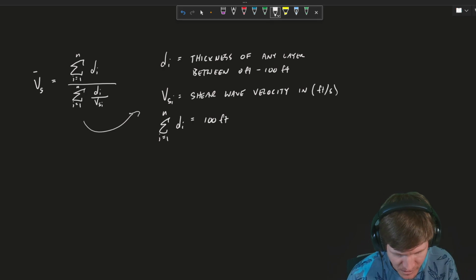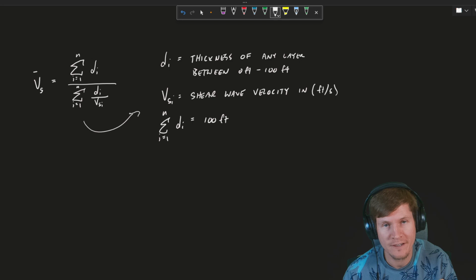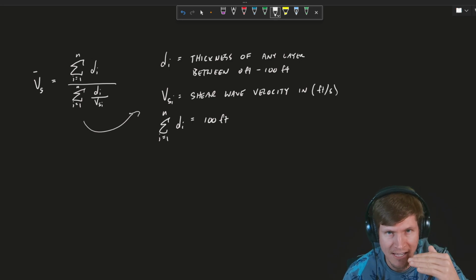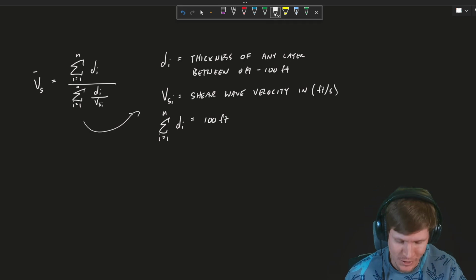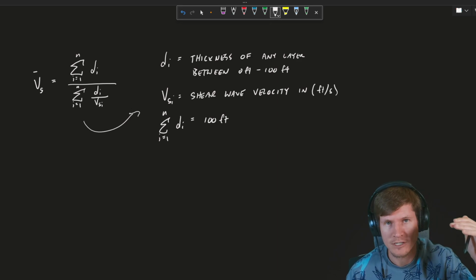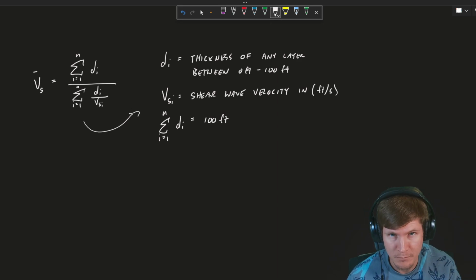So d sub i is the thickness of any layer between 0 feet and 100 feet. So we're only examining the properties of the soil layers down to 100 feet below finished grade below our structure. v sub si is the shear wave velocity in feet per second of each one of those layers that we may encounter below our structure.